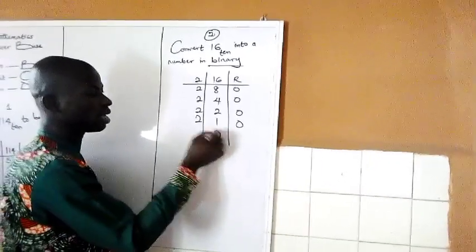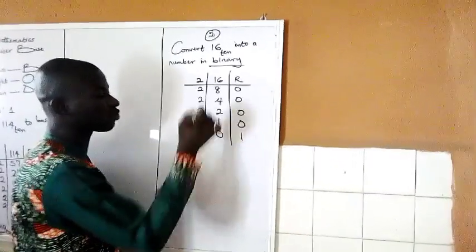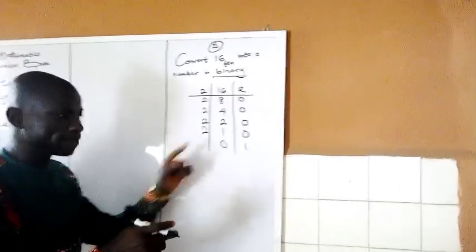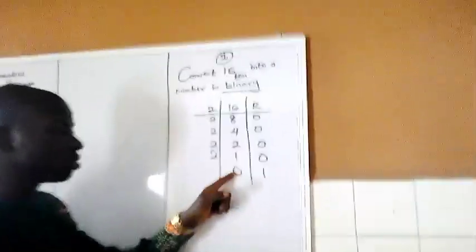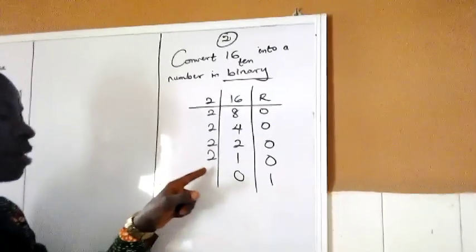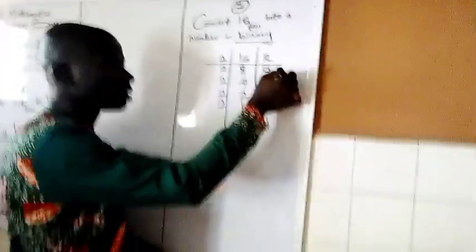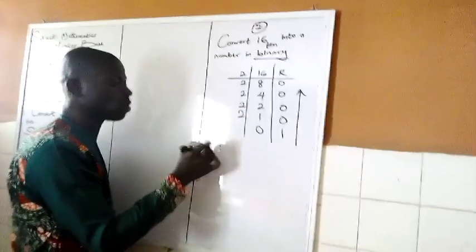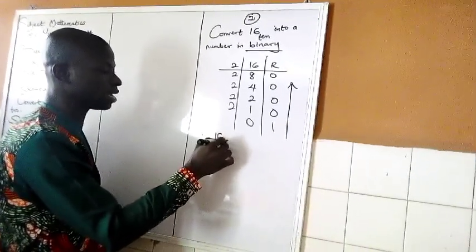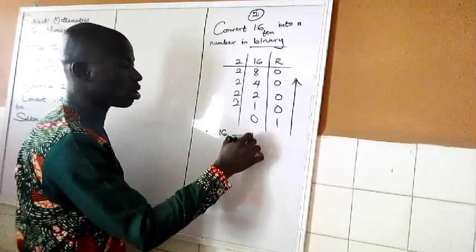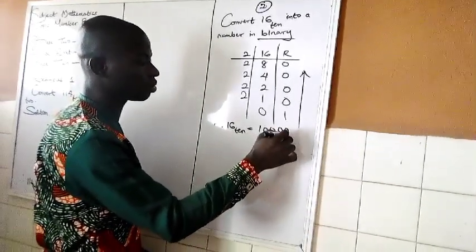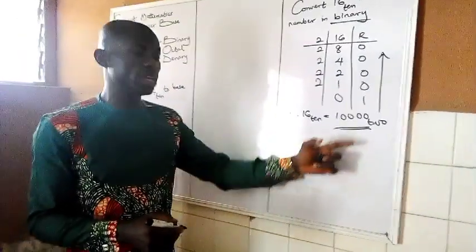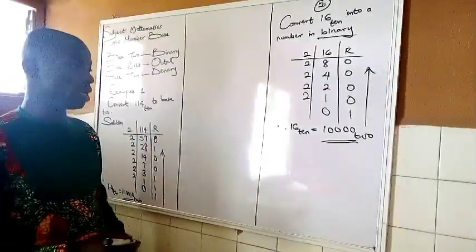That is 0. Then whatever you have before the 0 will be transferred until you get 0 here. Never stop putting 2 here. I take it again. Until you get 0 here, never stop putting the 2 here. Please take note of that. Then in number base we count from down to up. Therefore, 16 base 10 equals 10000 base 2. That's all. Please, I will advise you to always write your base in words.